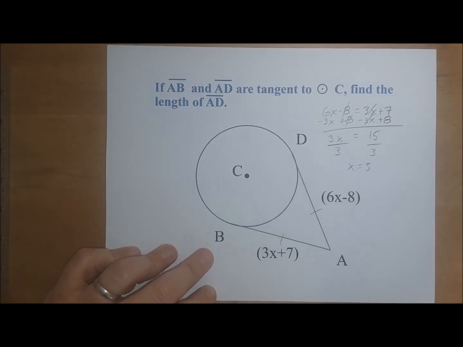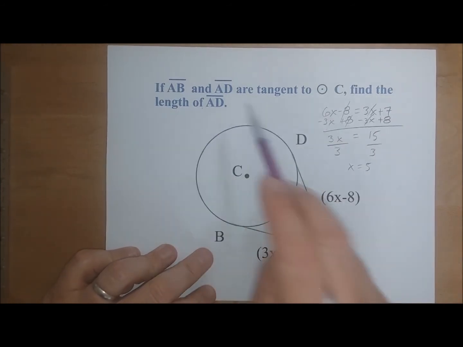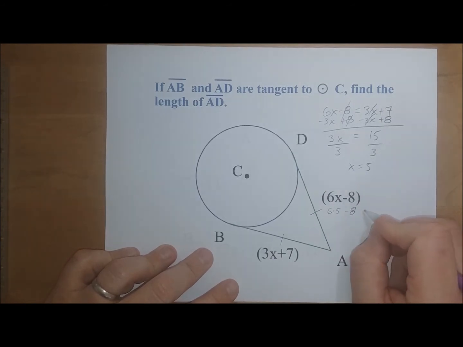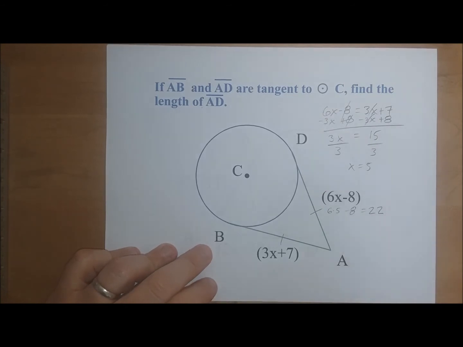Okay, but that wasn't the question, was it? They want us to find the length of AD. So let's go ahead and plug that in. 6 times 5 is 30 minus 8. So this is going to give us 22.